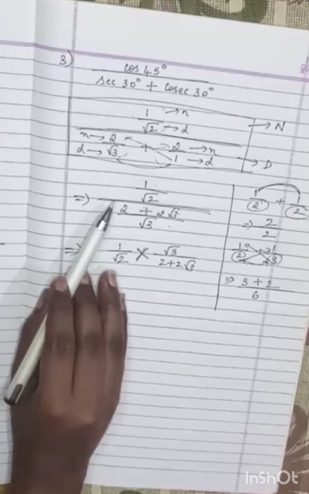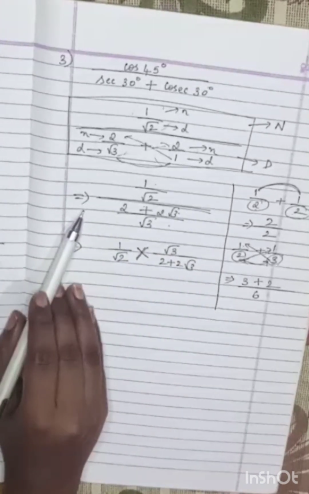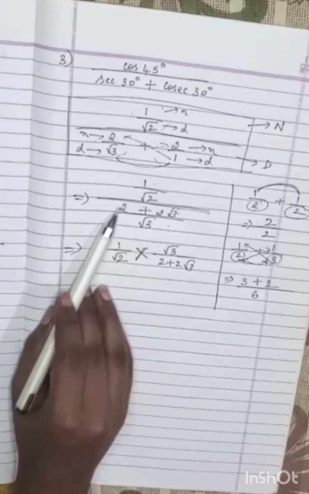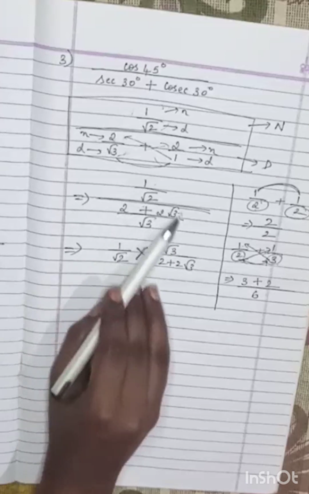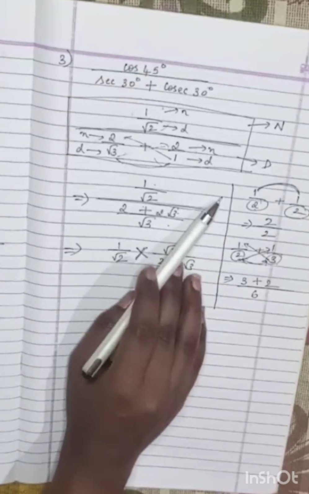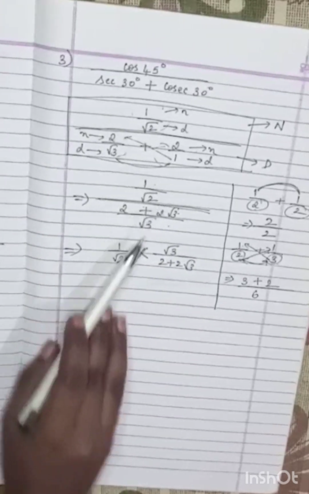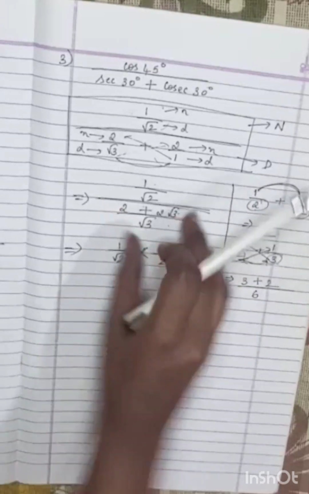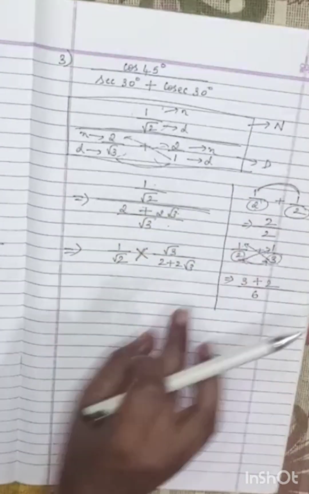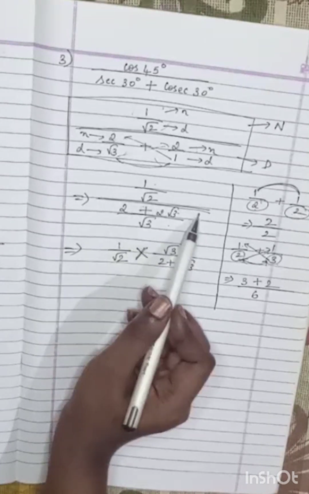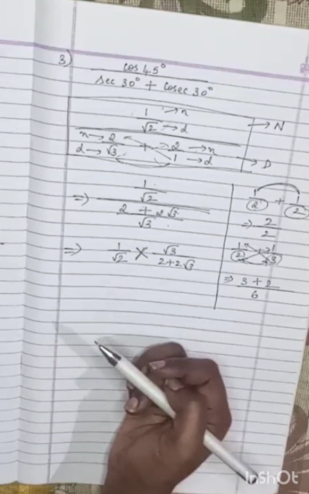I'll repeat once again. This is our big fraction. I'll keep 1 by root 2 as it is. I will get this small fraction above, that is, to the numerator place of the big fraction. So whenever this down part is coming up, it will get reversed. Along with that, this division form will get converted to multiplication form.